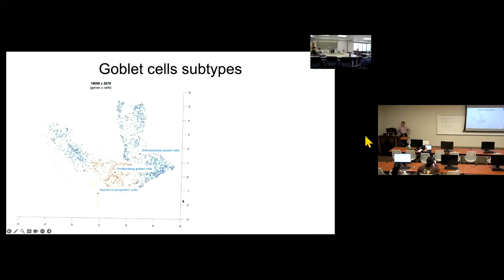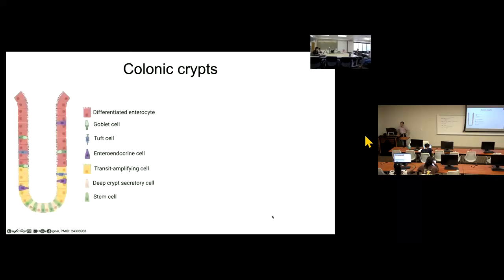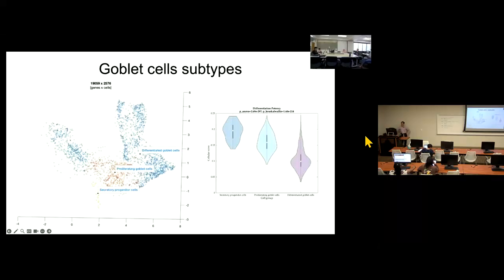This is what it looks like once you actually apply those cell types. We have the secretory progenitor cells here, and some proliferating goblet cells here. The rest, even though there are two lineages, I merged just to simplify things. Those are the differentiated goblet cells. And if we look at the differentiation potency, you can see that the secretory progenitor cells score really high, then the proliferating goblet cells, and then the differentiated goblet cells at the bottom. So this looks good. That's what I expect from this data.